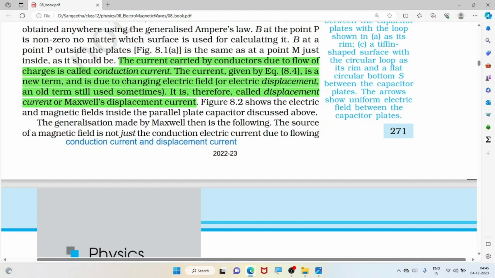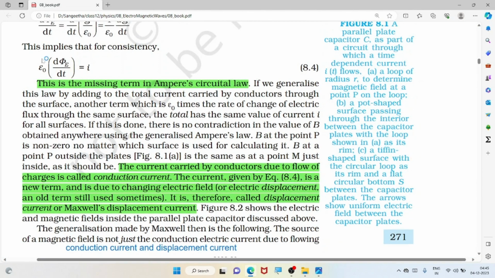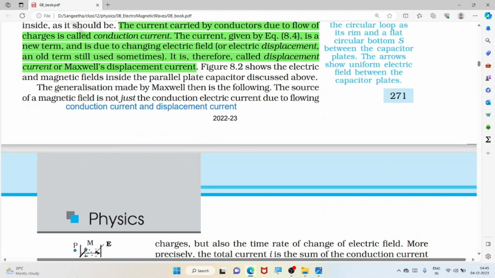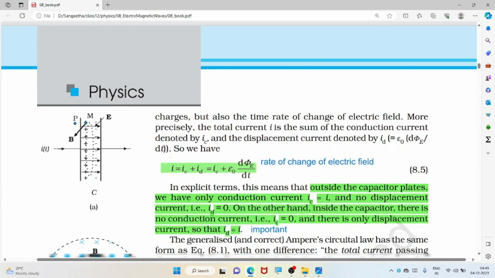The changing electric field, that is electric displacement, it is therefore called the displacement current, okay, or Maxwell's displacement current. This is the new term. Maxwell found this displacement current in addition to the conduction current. Conduction current and the displacement current.